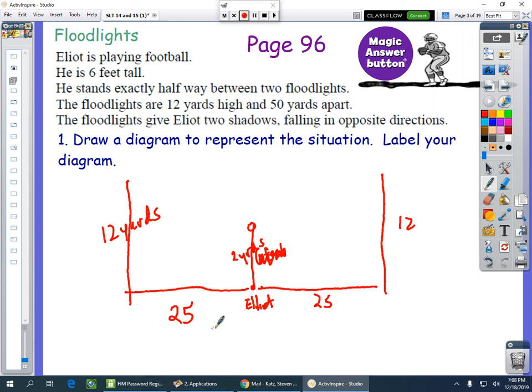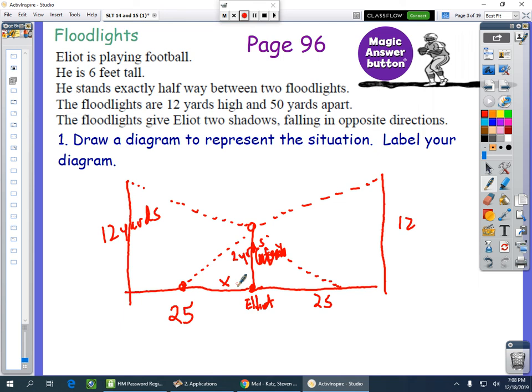The whole goal is to create triangles. The floodlights give Elliot 2 shadows. That means the path of the floodlight hits Elliot and then creates a shadow behind him, and this one does the same thing. The question is to find the length of the shadow. That would be this right here, from here to here, which would be x.